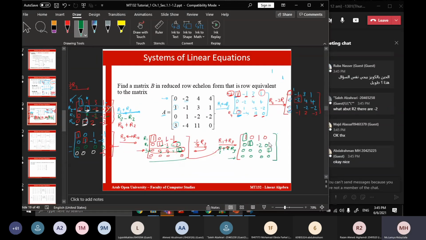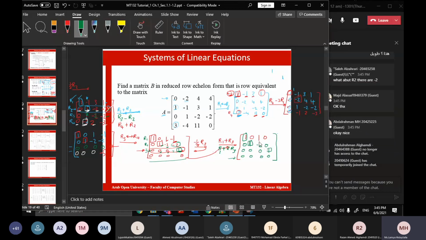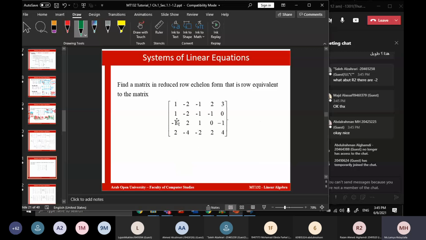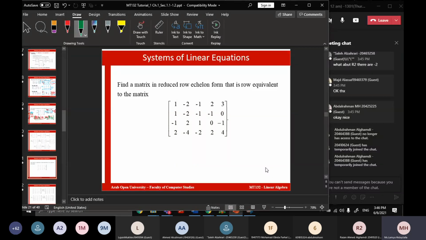So you checked. This is in reduced echelon form? Yeah, it's in reduced echelon form. I'm done. Now I know that this is row equivalent to this matrix. And this one is in the reduced echelon form, and we will see later how easily we can solve this one. Okay, now let's go and do this one.